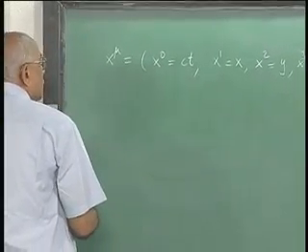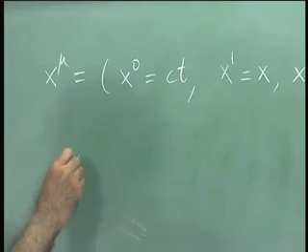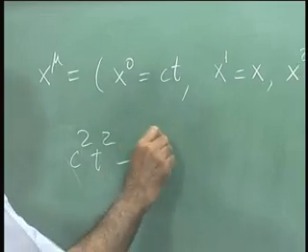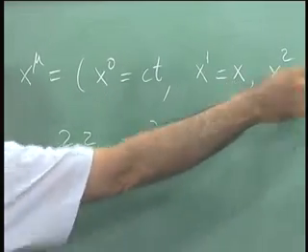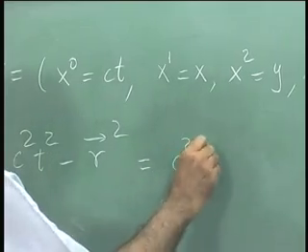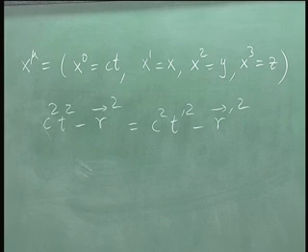Then we know that this quantity, c squared t squared minus r squared, where r squared is the sum of the squares x squared plus y squared plus z squared, is the same in two frames connected to each other by a Lorentz transformation. So we have the invariance of this quantity.